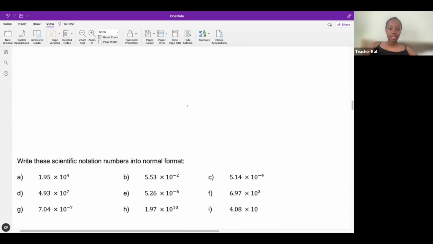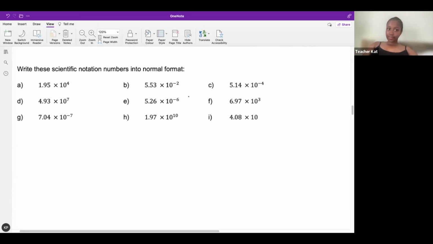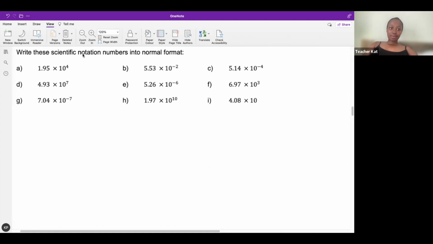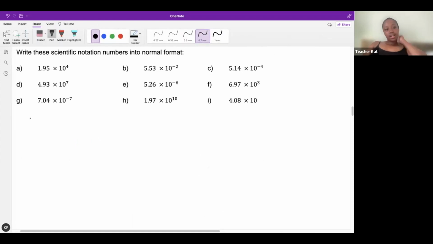Now, what if we're going the other way around? Now we've been given scientific notation, and we must write it as normal numbers. So now let's look at A: 1,95 times 10 to the power of 4.